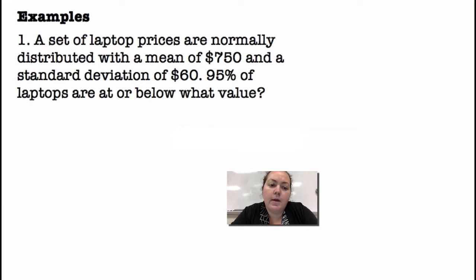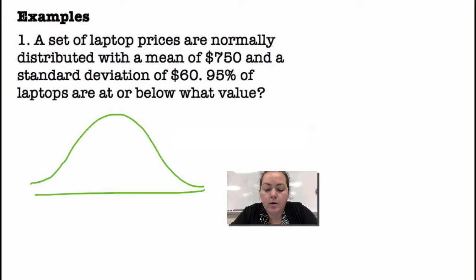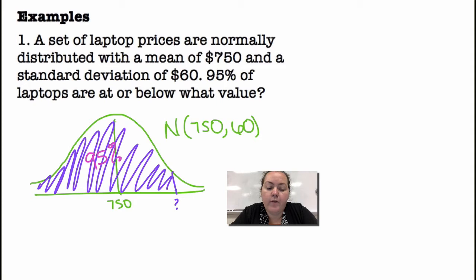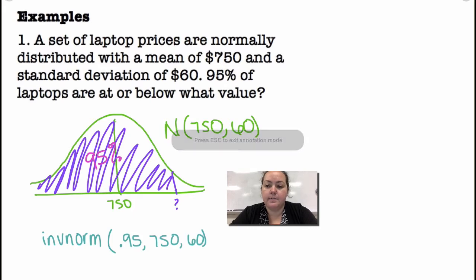So our first example: a set of laptop prices are normally distributed with a mean of $750 and a standard deviation of $60. 95% of the laptops are at or below what value? All right, so here is my normal distribution with a mean of 750 and a standard deviation of 60. 95% are at or below what value? So 95% is shaded in below a certain number. I want to figure out what that cutoff value is. So in my calculator, I would do inverse norm. My area would be 0.95, my mean would be 750, and my standard deviation would be 60.